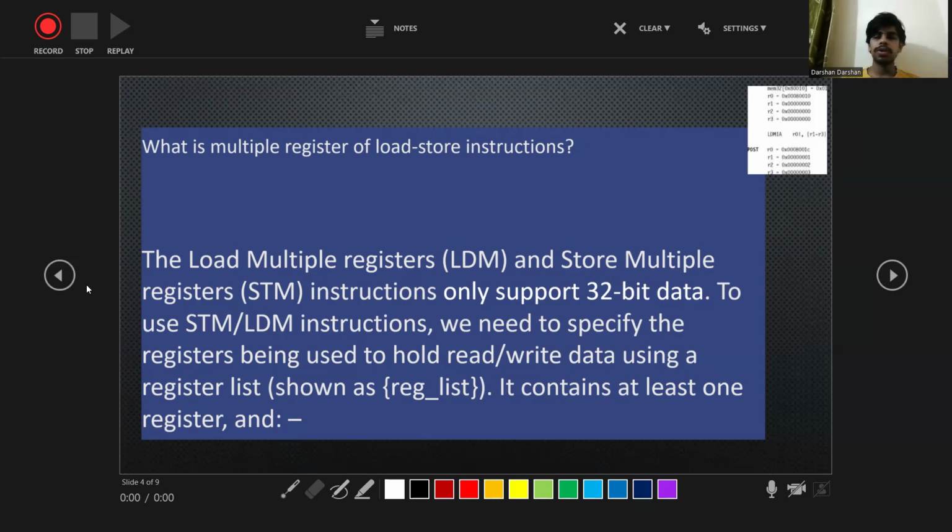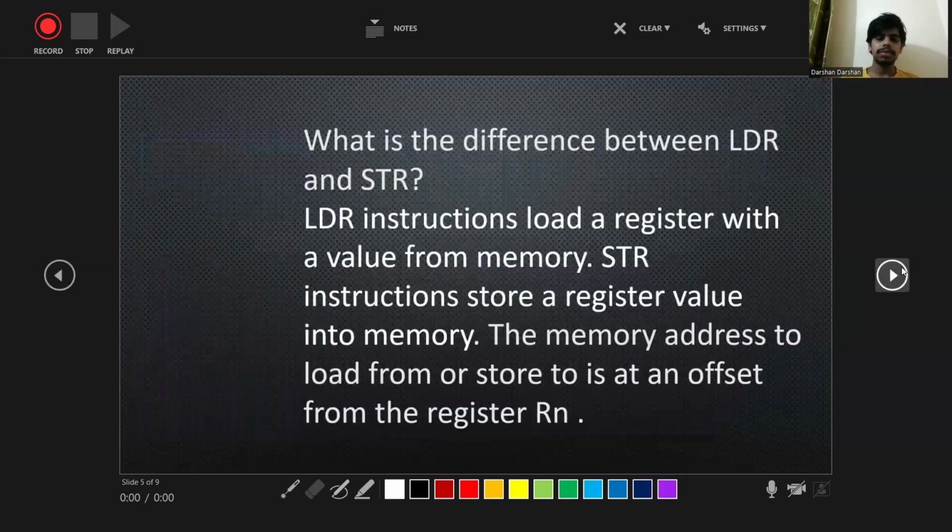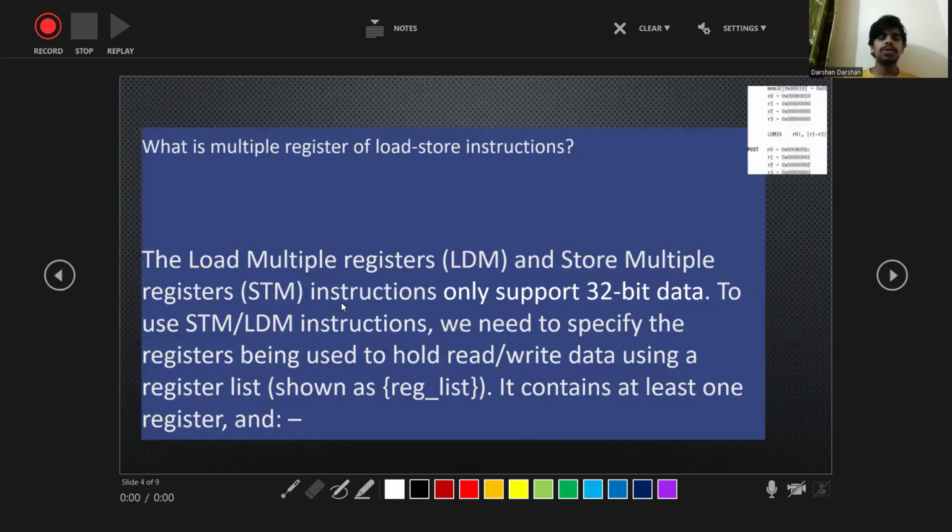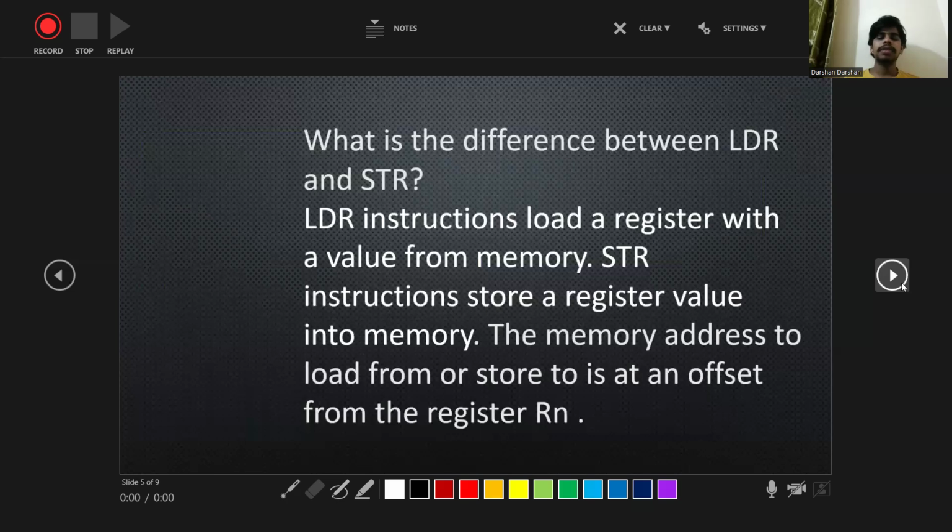So here you can see the code. Now, what is the difference between LDR and STR? As you see the full form, load multiple registers and store multiple registers. So as we go further, we can see the difference between them.